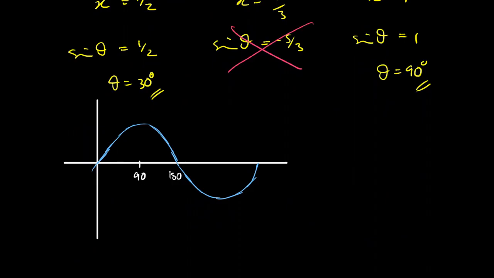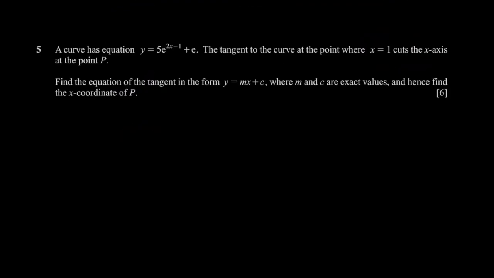And I'm going to check the mark scheme just to make sure that that's correct. 30, 90. And you need to state that there's no value from sine theta is equal to negative 5.3, which I did by crossing it out. Okay, all right, then, question 5.